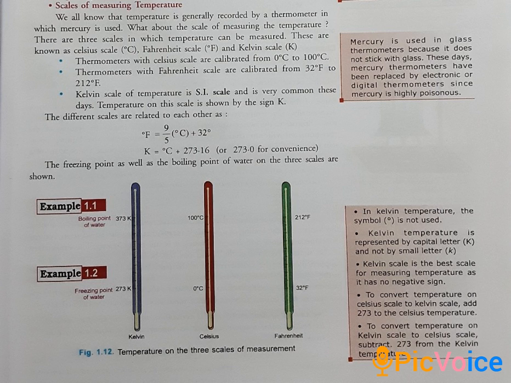Students, now one problem is discussed over here. The room temperature on Celsius scale is 25 degrees Celsius. Convert it into other two scales of measurement, that is in Kelvin and in Fahrenheit. So temperature on Kelvin scale equals 25 plus 273 becomes 298 Kelvin. Temperature on Fahrenheit scale equals 9/5 into 25 plus 32 becomes equal to 77 degrees Fahrenheit.